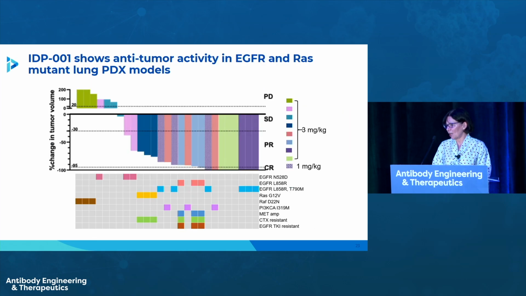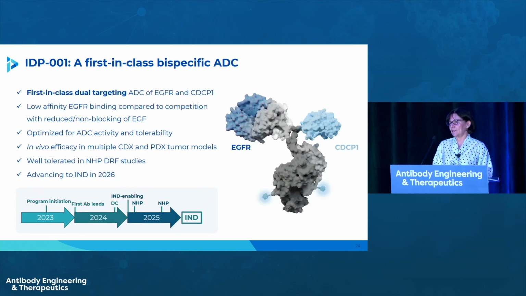And if we look at patient-derived xenograft models, and these are all lung patient-derived xenograft models, which also correspond to a range of EGFR or RAS mutations in them, again, using a single dose IV administration of IDP001, largely at 3 mg per kg, in one model also at 1 mg per kg, we see very nice tumor growth inhibition activity. So we're really excited about IDP001.